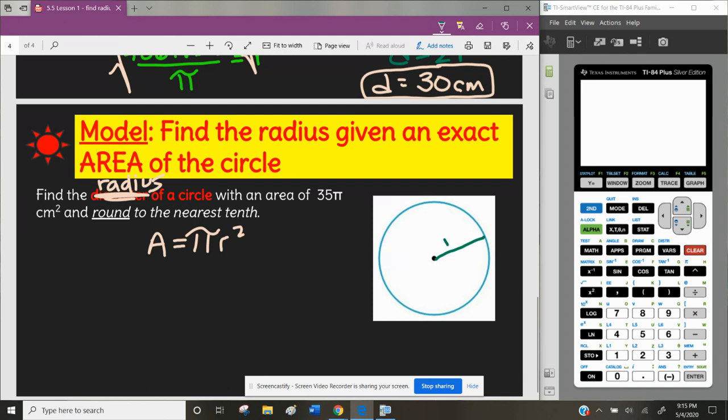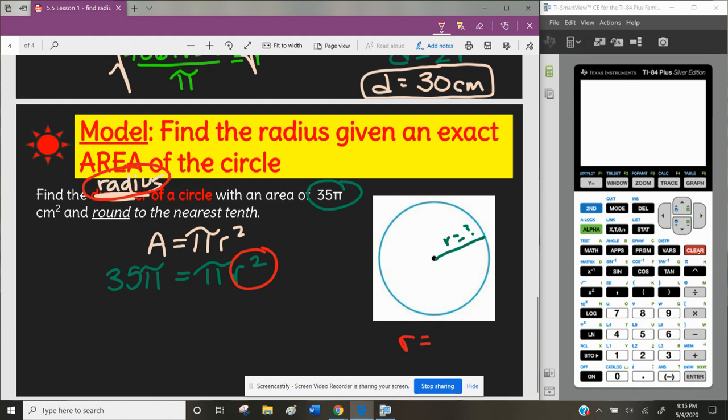Oh, no, I'm sorry. That's what I'm finding. So we don't know what that is. And we know that this area is the 35 pi. So again, A, I'm going to replace that with 35 pi, and that equals our pi r squared on the other side. And as I said, we're going to find the radius, r equals.